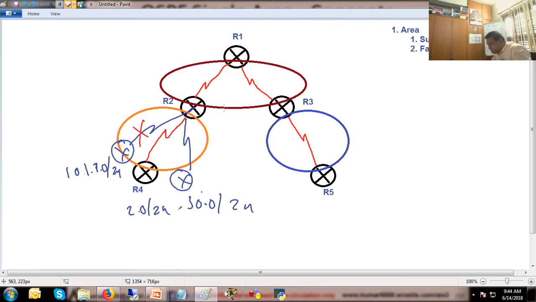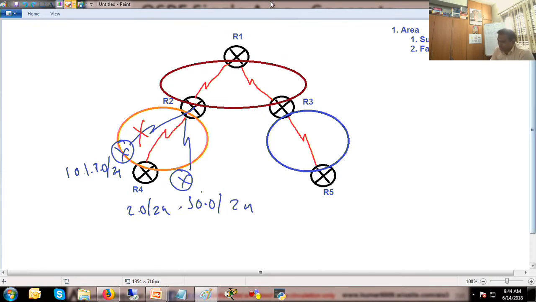So here it will update to R2. That's it. R2 will not affect everything. See, R2 failed. R2 knows it has failed. Now R2 has to update. Whom will it update? All of that area.